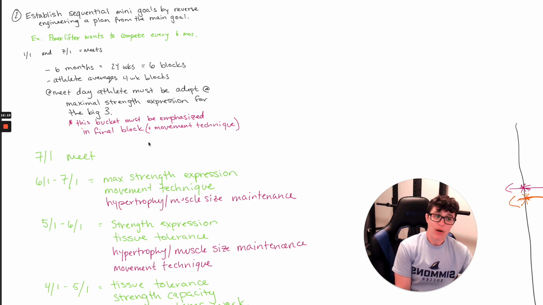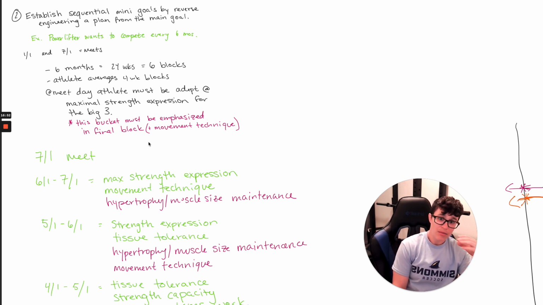Okay, so building backwards. We've done block 6. Block 5, from 5-1 to 6-1. Again, building backwards. We're looking to build strength expression. That strength expression will lead into your max strength expression. So we're basically building blocks onto each other in order to yield a goal. And they should be in a very sequential order, meaning that the block before, you build on it, and the block after, you're able to build on what you're doing currently.